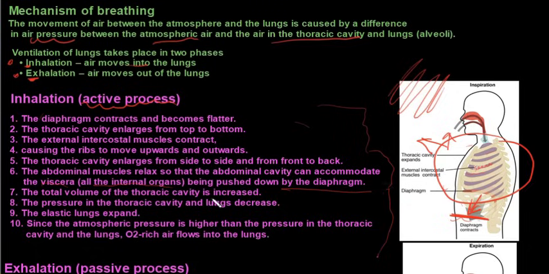And then the pressure in the thoracic cavity and the lungs decreases. And this causes the elastic lungs to expand. And since the atmospheric pressure is higher than the pressure in the thoracic cavity and the lungs, oxygen-rich air flows into the lungs. So I'm just going to repeat: the air pressure on the outside, the atmospheric pressure, is much higher than on the inside. And because of that, air will want a way to escape into so that the pressure becomes less, and that is through your mouth and into your lungs.